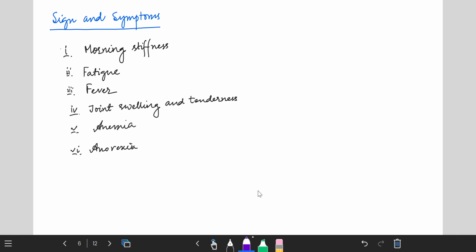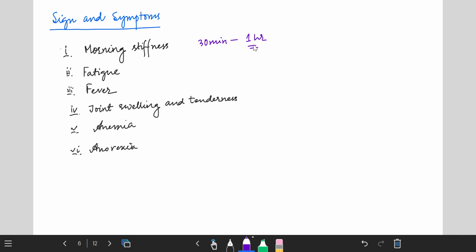What do you understand by morning stiffness? When you feel restricted movement or stiffness when you first wake up after sleeping, that is morning stiffness, which will obviously last for 30 minutes to 1 hour. The second one is fatigue. Fatigue refers to extreme tiredness or weakness.